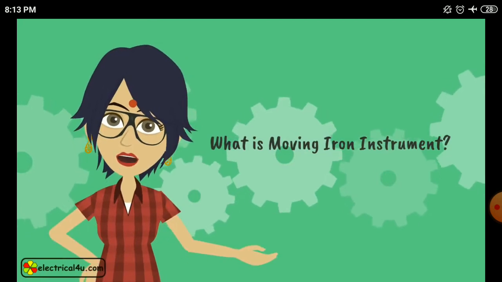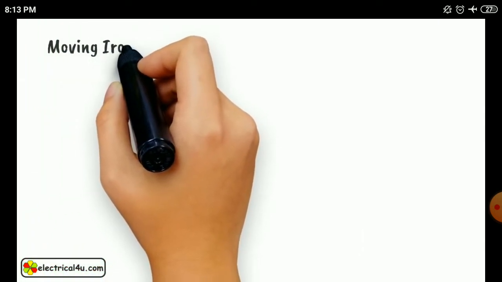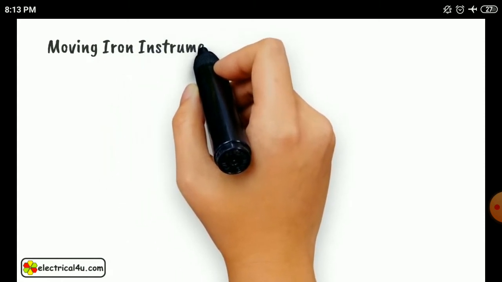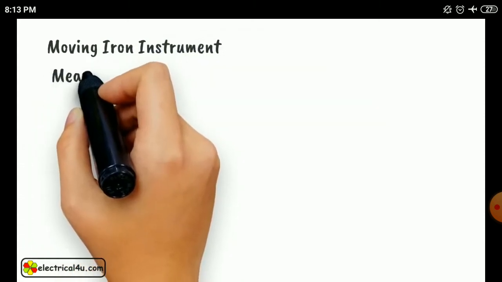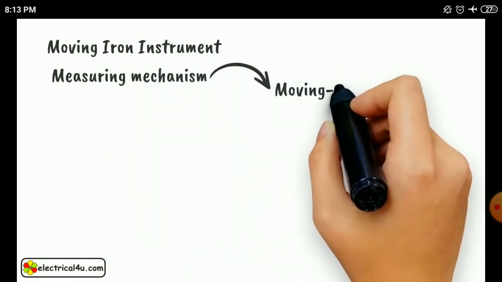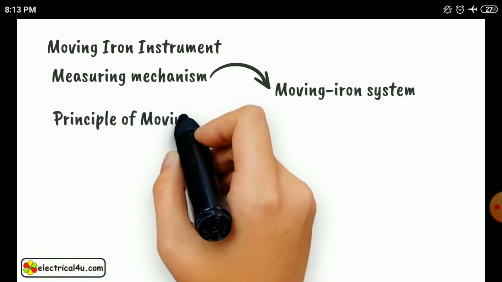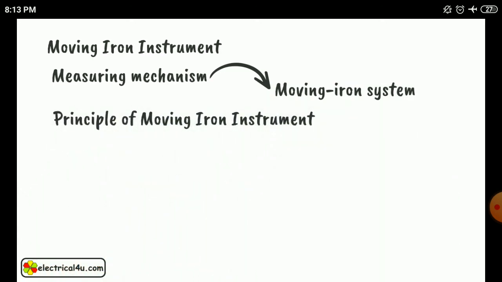What is moving iron instrument? Please listen carefully. This instrument is one of the most primitive forms of measuring and relay instrument. Moving iron instruments consist of a measuring mechanism consisting of a moving iron system. Let us discuss the general principle of a moving iron instrument.